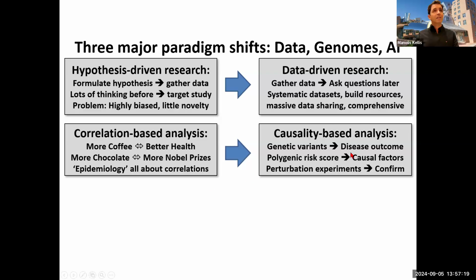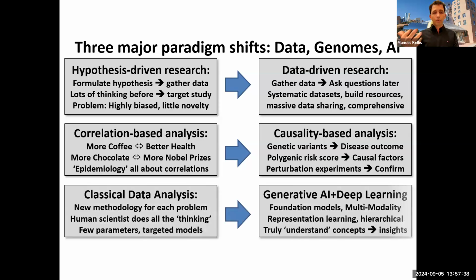Whereas with genetics that correlate with disease outcomes, then we know it's a unidirectional arrow. So we can create polygenic scores, understand causal factors, and with biology, unlike the complicated ethics of intervening at the societal level, you can just do perturbation experiments. You can take some cells and poke things and then see what happens. So you can confirm the causality.